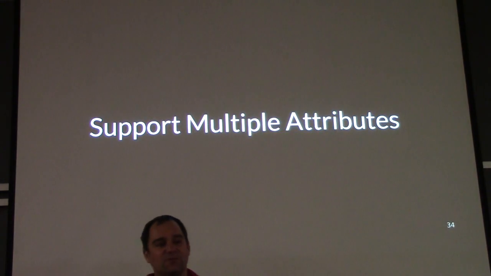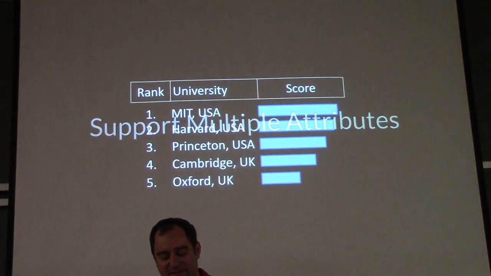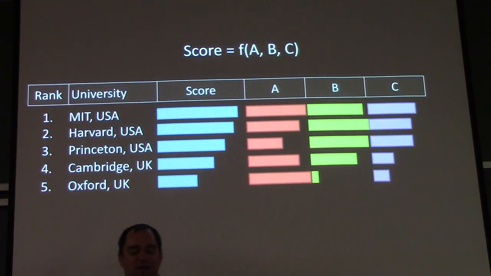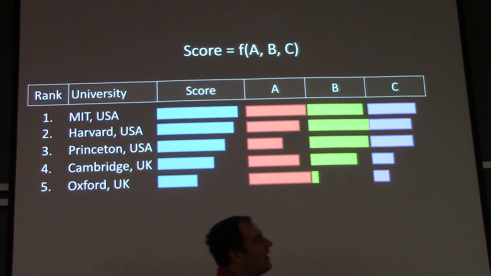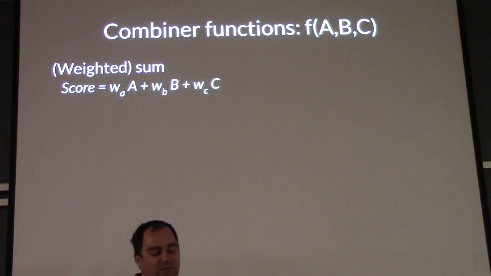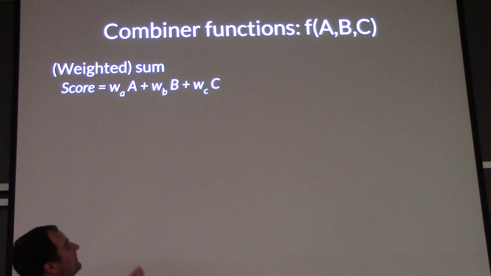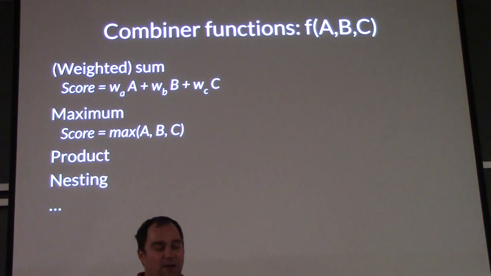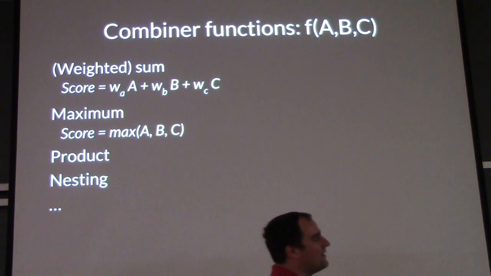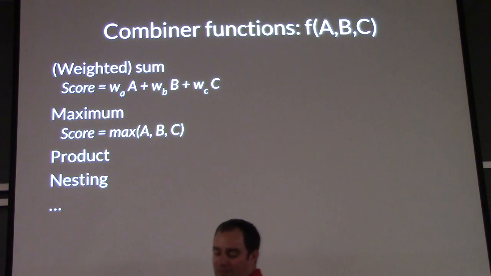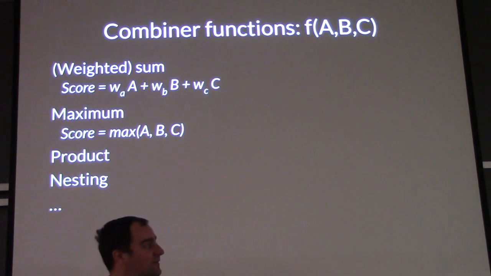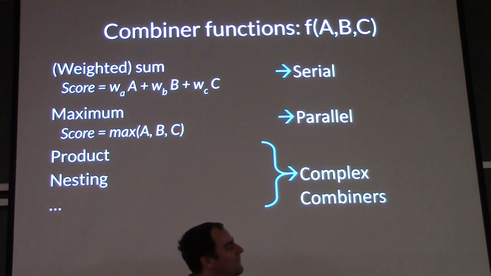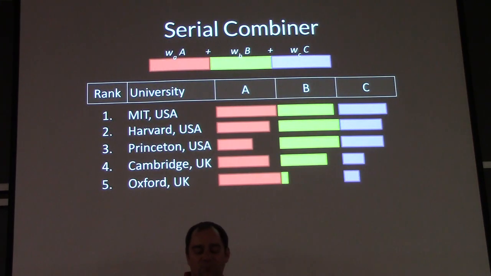But then we also want to be able to support multiple attributes in such a ranking. So instead of having one score, we want the score to express a function of a combination of attributes like A, B, and C. And so how can we visually represent that? We can come up with a couple of these functions. For example, the weighted sum, or a maximum, or a product, or a nesting, or any arbitrary function that you could apply, essentially how you can derive data from multiple dimensions. And in this project, we've actually developed visual representations for weighted sum and maximum values, but for brevity, I'll just talk about the weighted sums. So what do I mean by weighted sums?